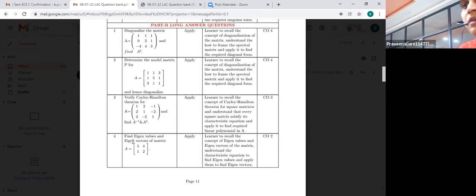Note down, all of you. Find the eigenvalues and eigenvectors of the matrix. Okay, it is a real matrix, 2 by 2. Try it and write the equation. Then note down and continue that.